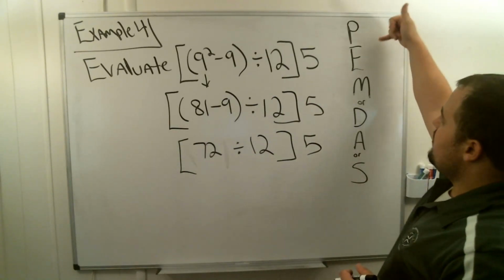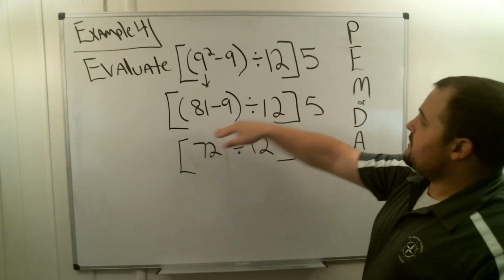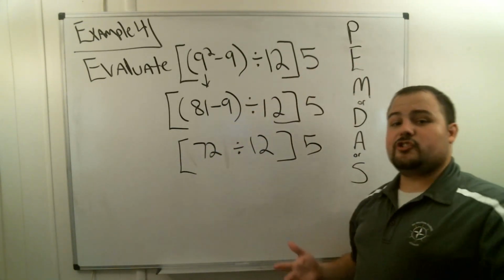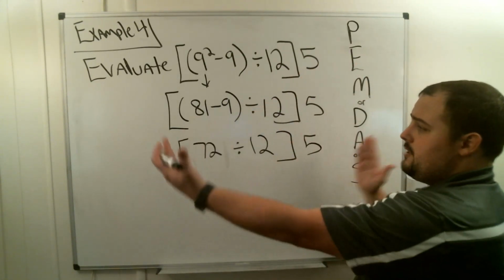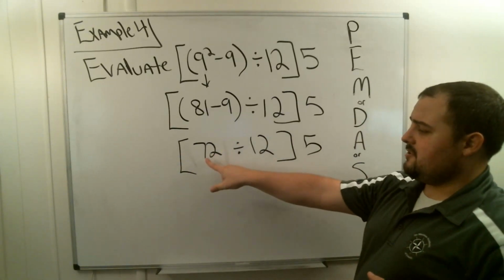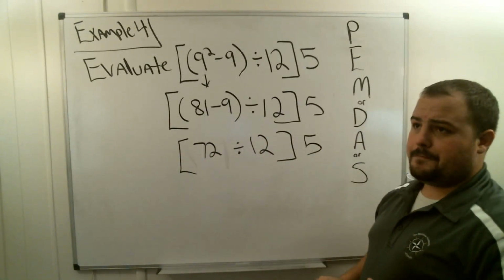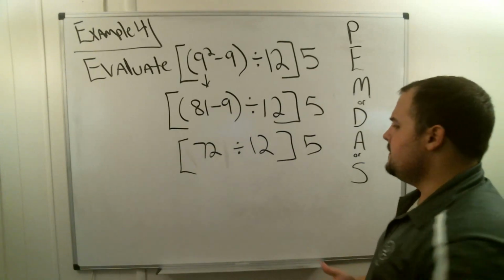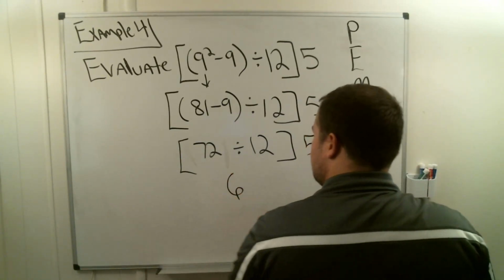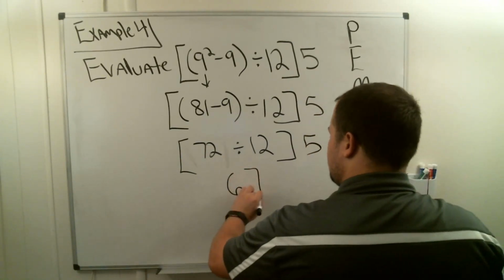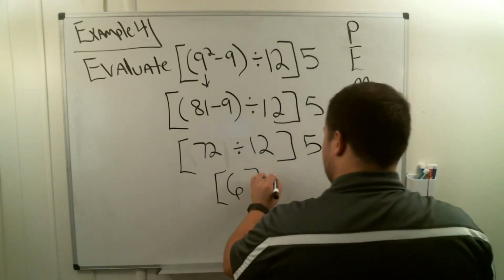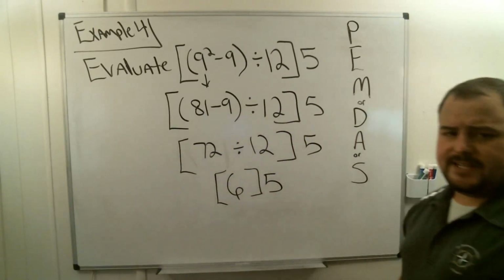So, we don't have parentheses now. We now have brackets. Brackets are just like parentheses. So again, we worked our way to the outside. Now we have to solve 72 divided by 12. That's 6. So we have 6 inside of brackets. And I'm just going to solve it by putting it inside the brackets. And we still have that 5 there.